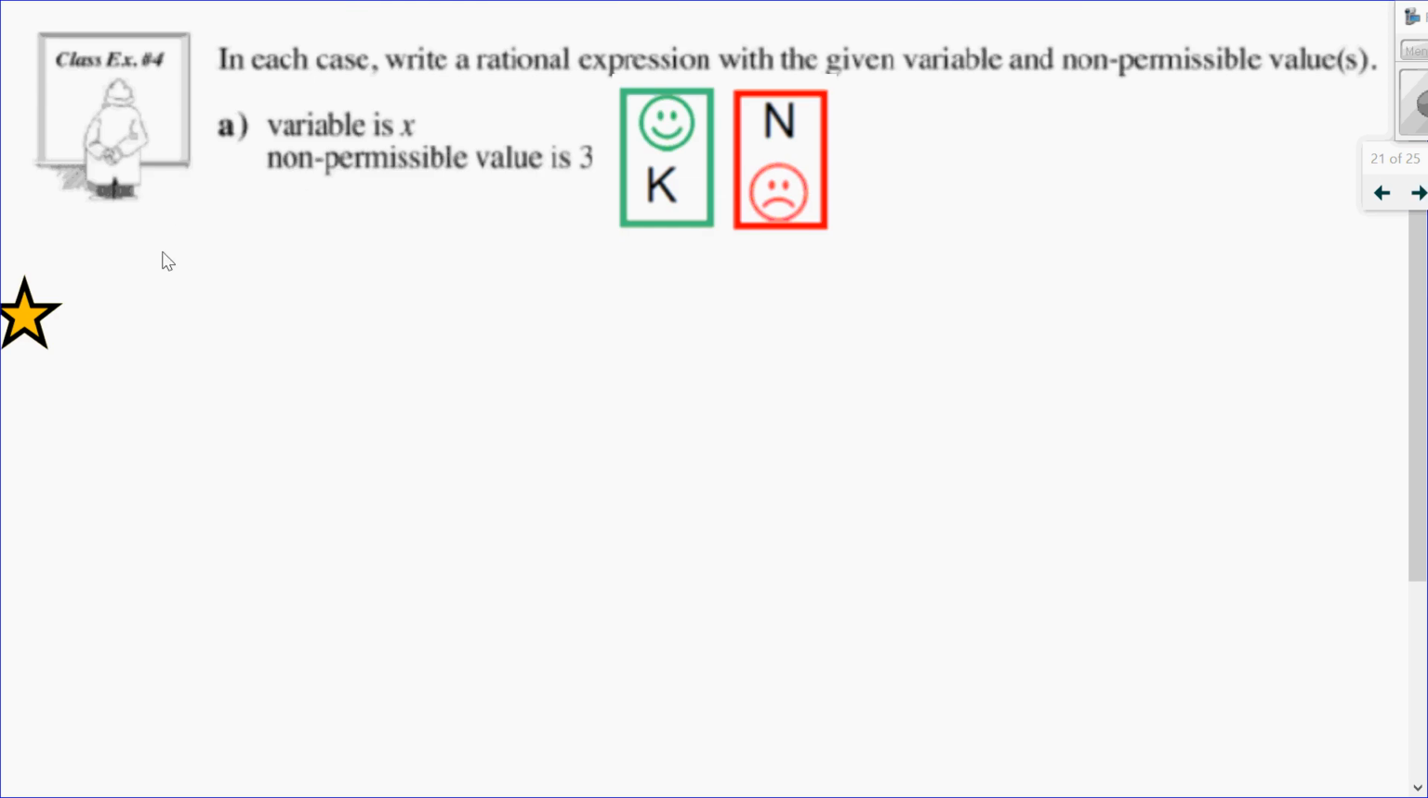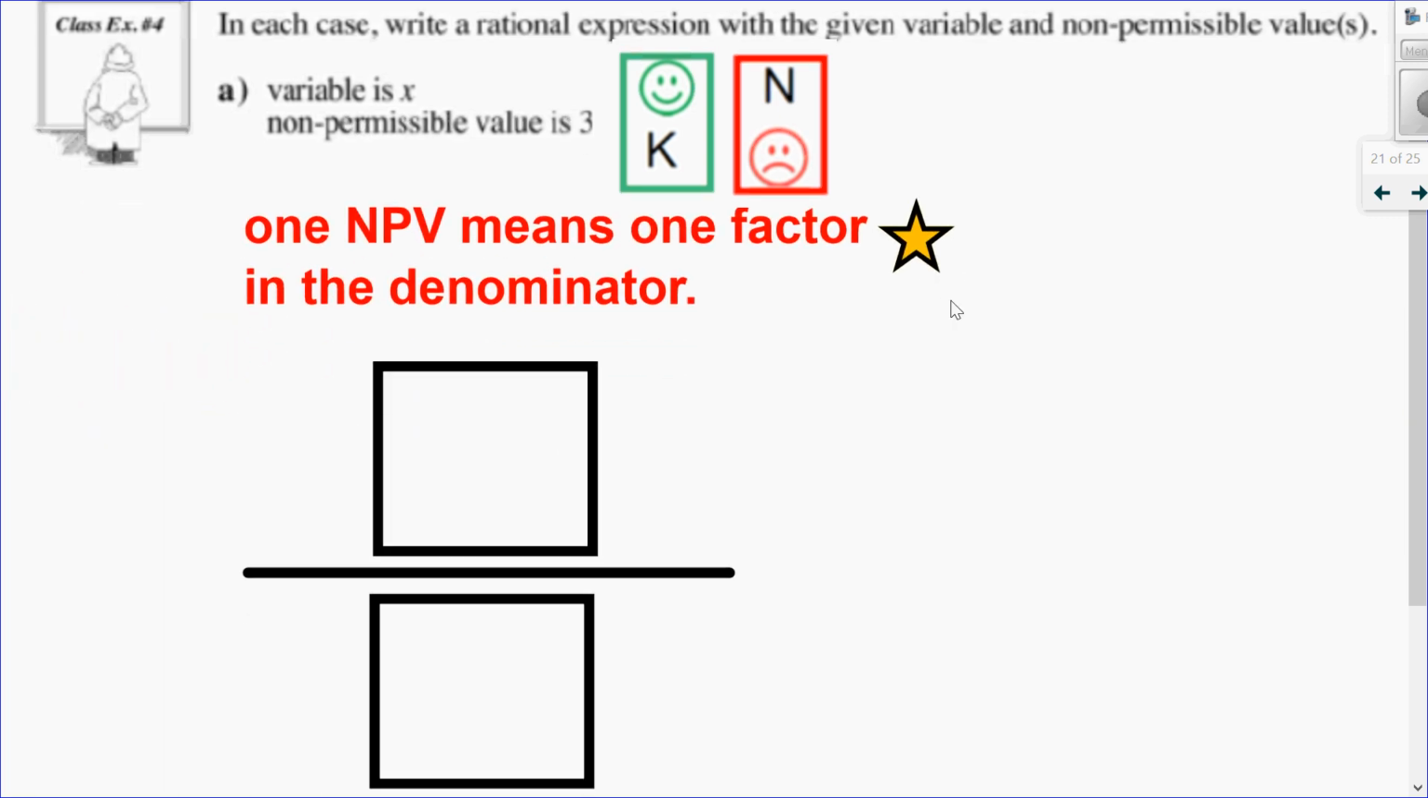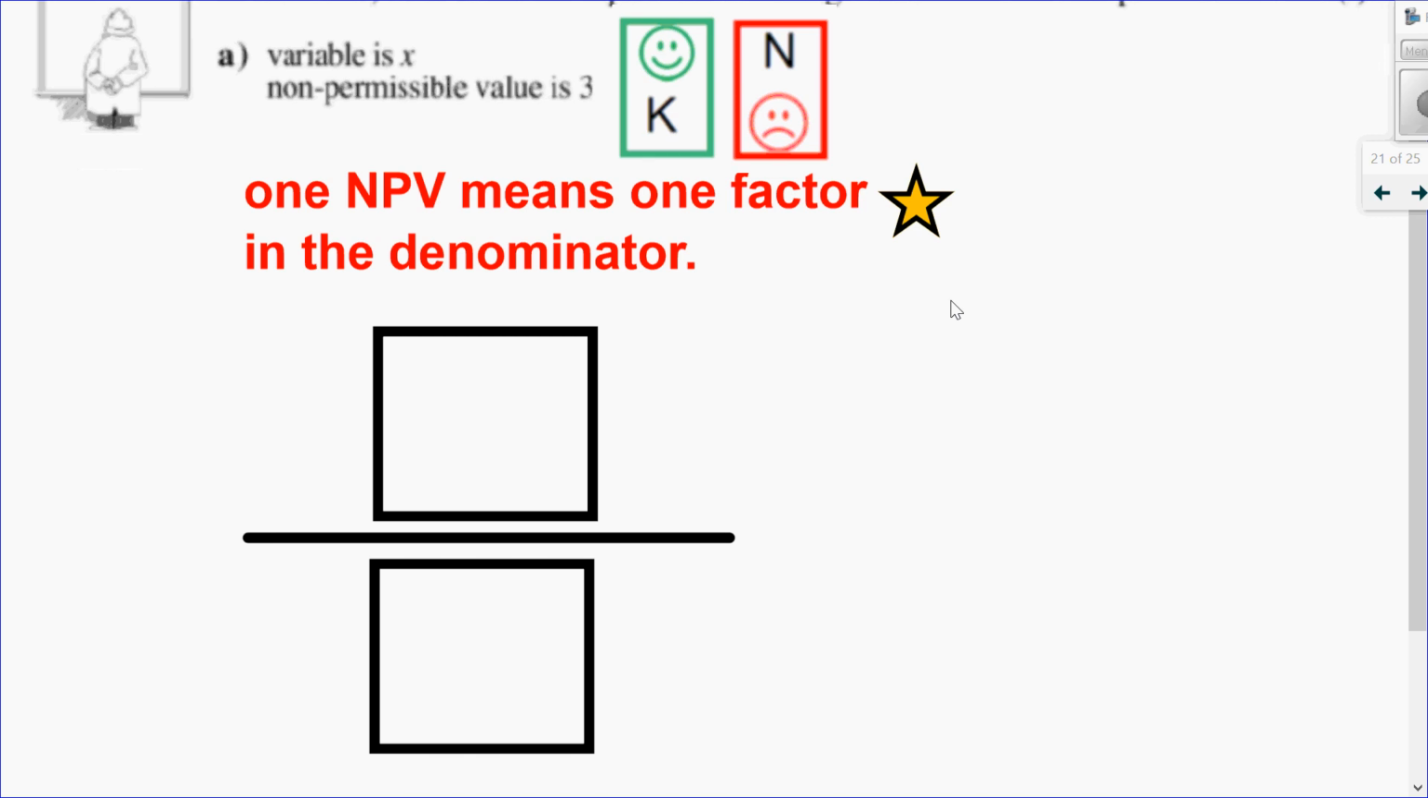Okay, so let's try a little twist here. This time we're going to write a rational expression, and they're going to give us some rules. I want to write a rational expression where it has a variable of x and a non-permissible value of 3. There are many answers to this. I'm just going to go with the most basic one. One non-permissible value means one factor in the denominator. So if my non-permissible value is 3, my factor is the opposite of that, which is x minus 3. And then I can put anything in the numerator, such as my favorite number. So that would be a rational expression with a non-permissible value of 3.